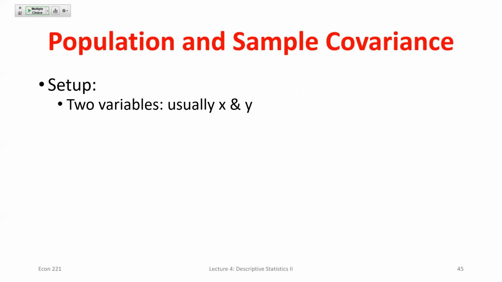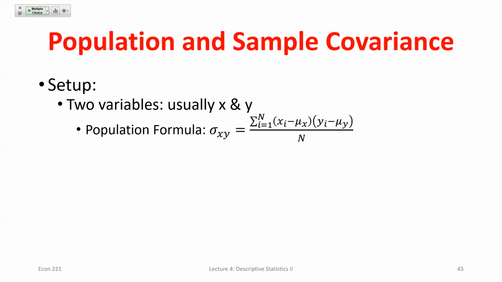These could be any two things: income and education, age and the amount of wealth you have or something, but any two variables we're interested in the relationship between. So the formula is going to look something like this. But if we remember what we know about the variance, this isn't too tough. Okay?